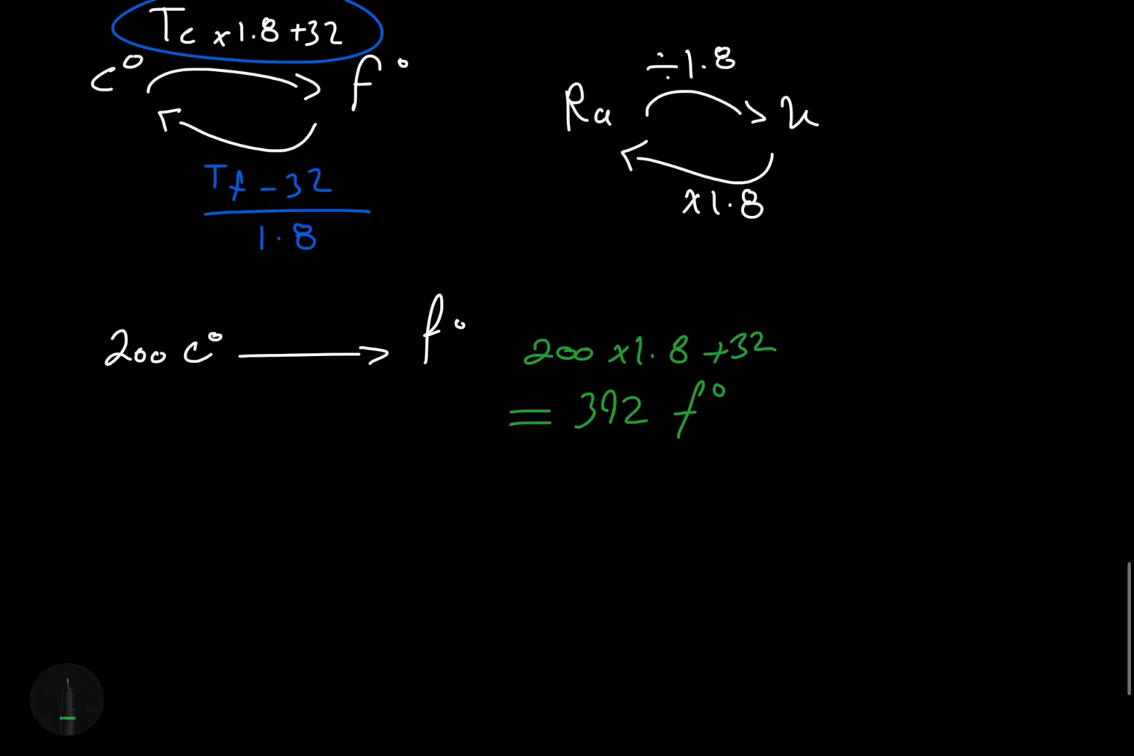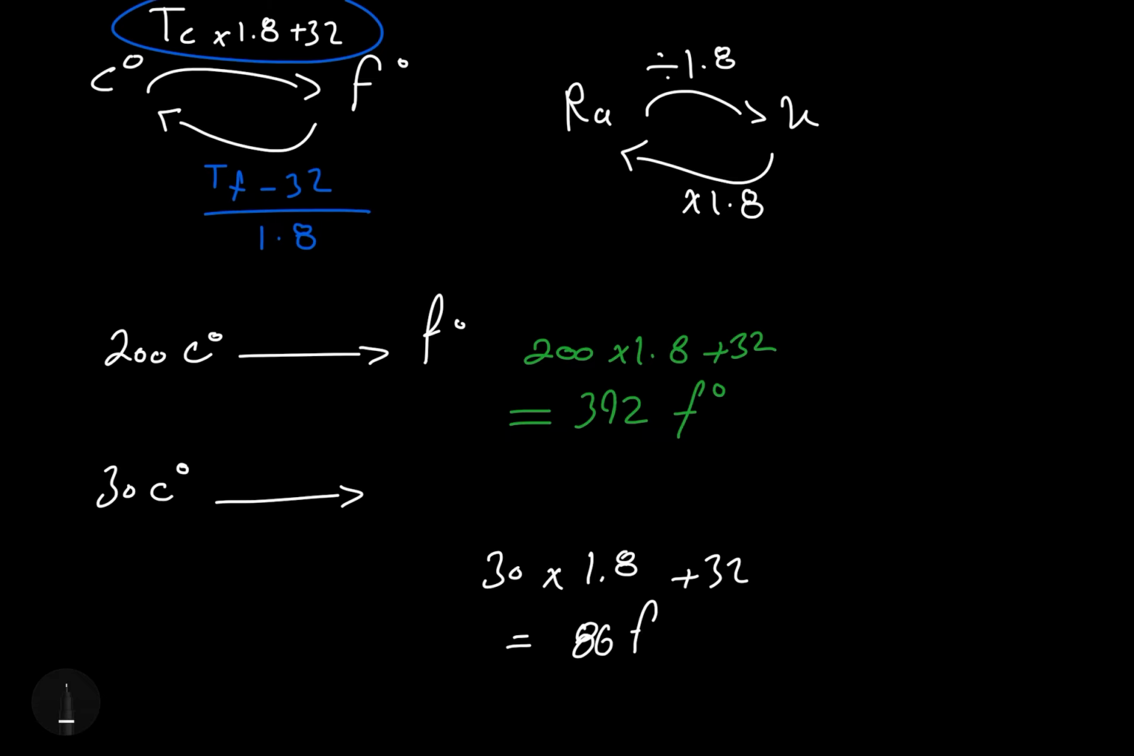Now let's use something more simple, something that we see every day. Let's say, for example, 30 degrees. How many Fahrenheit is that? Usually Fahrenheit is a bigger number. So we again multiply 30 by 1.8 and add 32. So 30 times 1.8 plus 32, that's about 86 degrees Fahrenheit. All right, so there you go. This is how you convert from Celsius to Fahrenheit and vice versa.